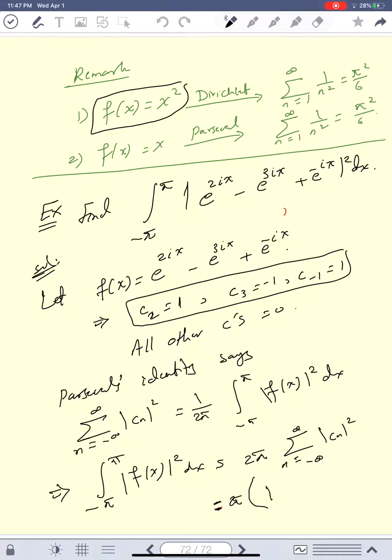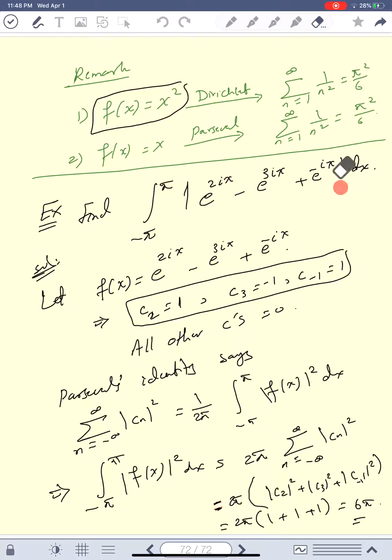So basically you take the absolute value of C2 square, the absolute value of C3 square, C negative 1 square, and all the other c's are zeros, so we don't write them, and that's it. So this is equal to 2 pi times, what is C2 square? 1, C3 square is 1, and C negative 1 square is 1, so the final answer is 6 pi. So this integral, in the end, is equal to 6 pi.